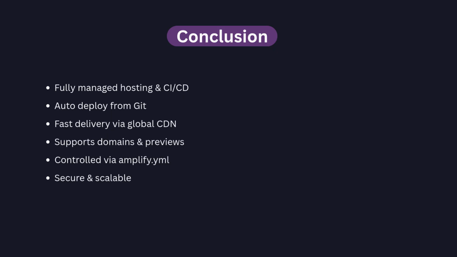With the help of the amplify.yml file, developers gain full control over the build process while still benefiting from automation and scalability. By following best practices such as proper branch management, secure handling of environment variables, and enabling security headers, teams can build reliable, secure, and production-ready applications with minimal infrastructure effort.